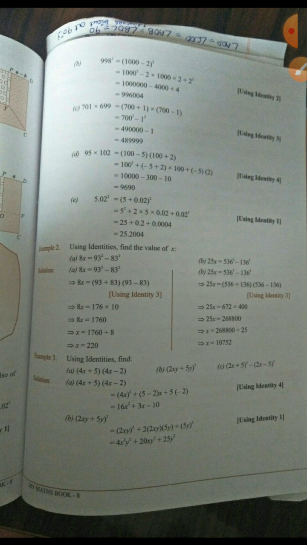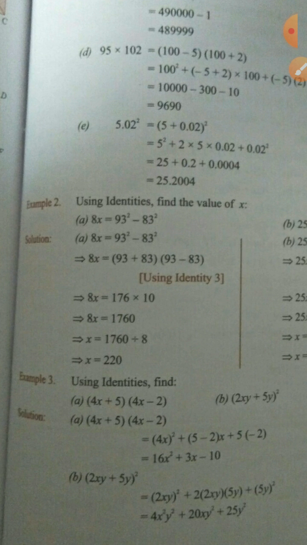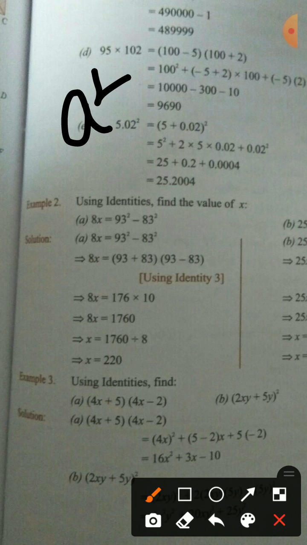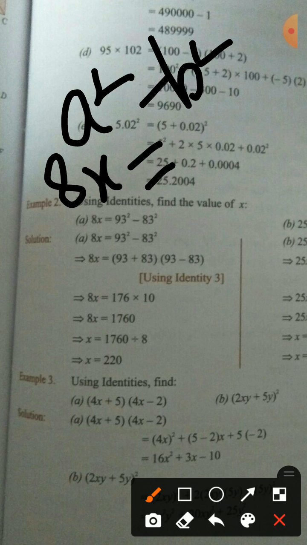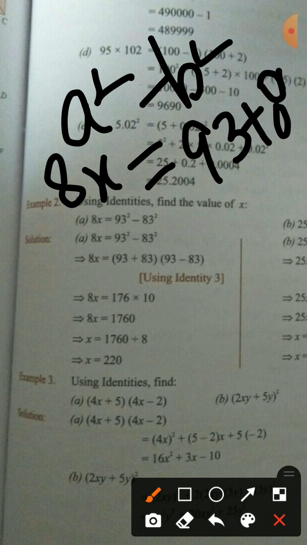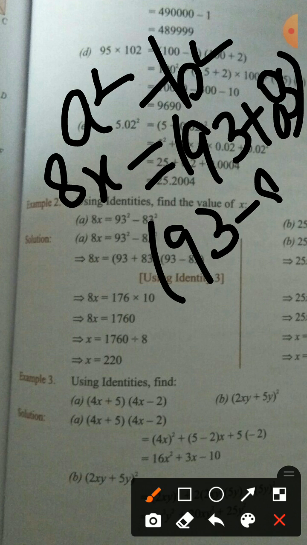Now the second example is about using identity to find the value of x. It is given 8x equal to 93 square minus 83 square. See, 93 square minus 83 square somewhat feels like a square minus b square. So what you can write, 8x equal to 93 plus 83 multiplied by 93 minus 83.